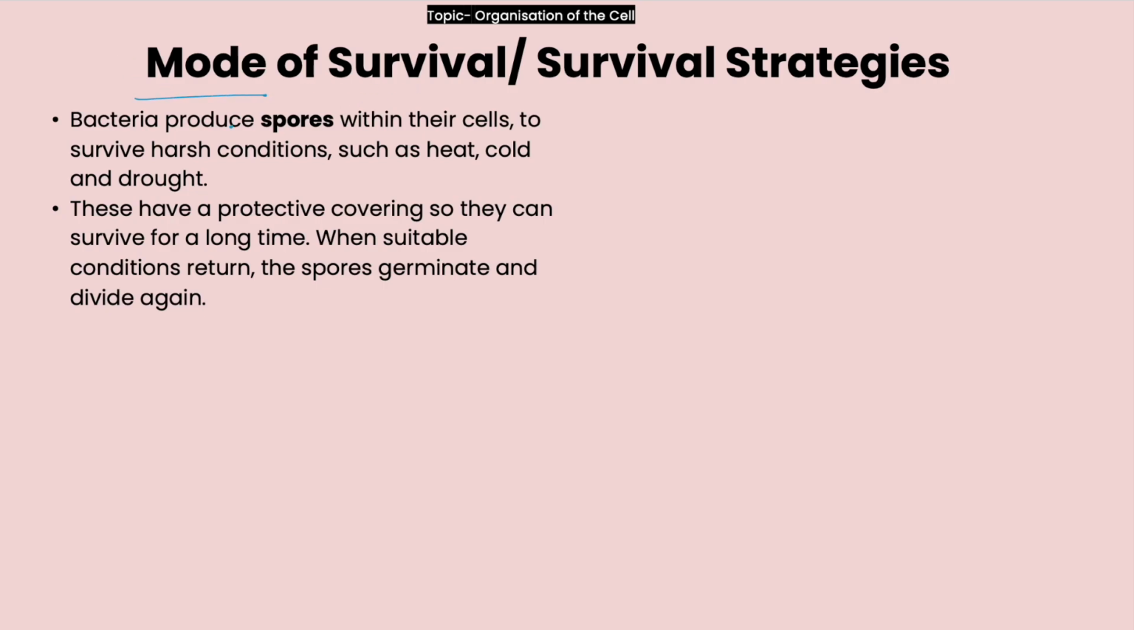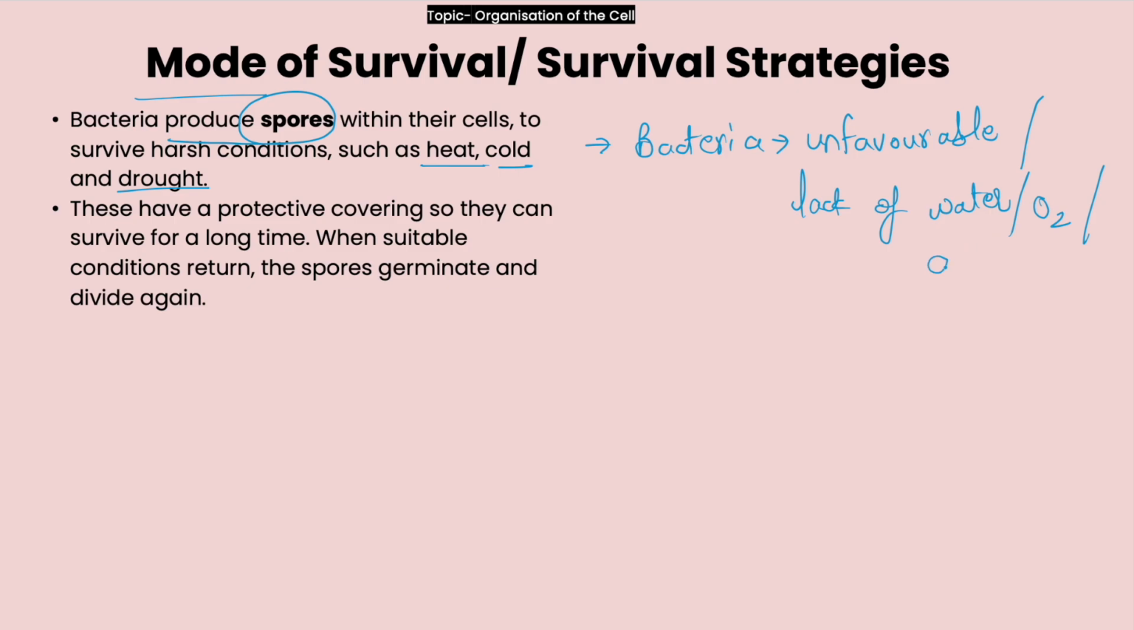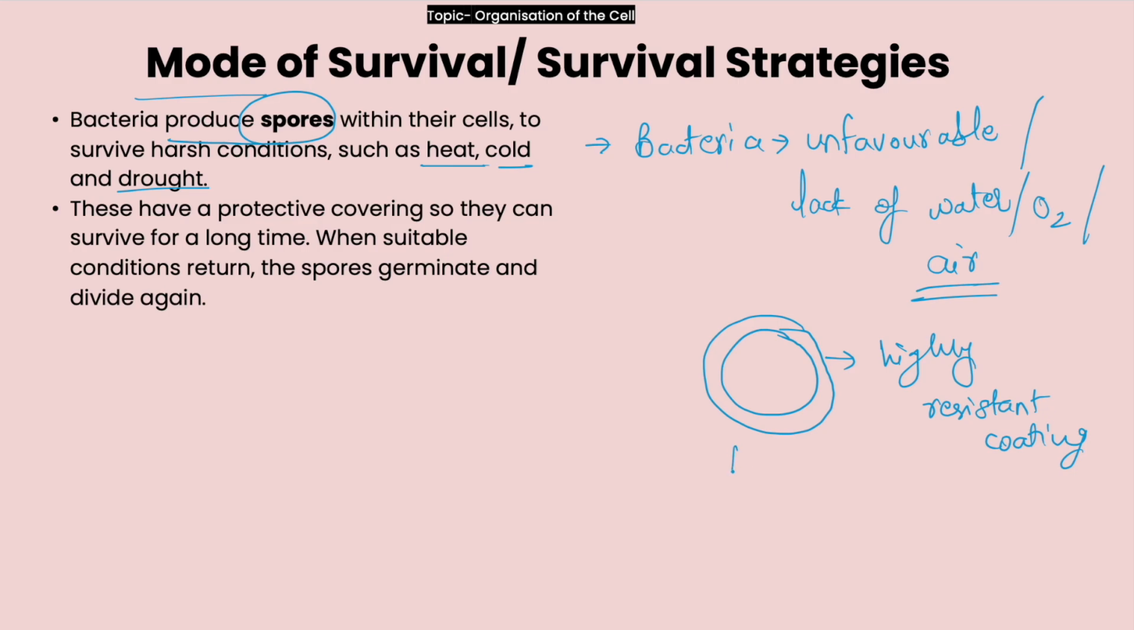So the last point is mode of survival. Bacteria produce spores within their cells to survive harsh conditions such as heat, cold, and drought. Means the bacteria, when present in unfavorable conditions or harsh environment, where there is a lack of water, oxygen or air is not present, then to prevent itself from dying, the bacterial cell encloses itself in a highly resistant coating, and this entire structure is called endospore or spore. It is very resistant and it can survive in this condition for months to years.